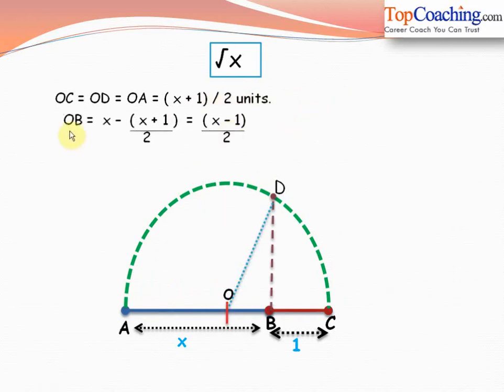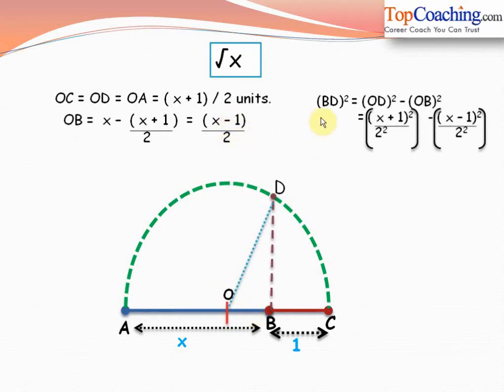Now, if we consider OB, then OB would be nothing but equal to x minus (x+1)/2. Why? Because this entire length AB is equal to x and the length of AO is equal to (x+1)/2. Therefore this length OB would be equal to x minus (x+1)/2, and this comes out to be equal to (x-1)/2. Therefore the length of OB is equal to (x-1)/2.